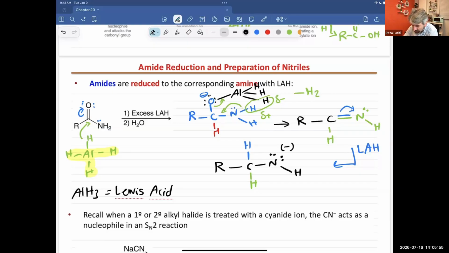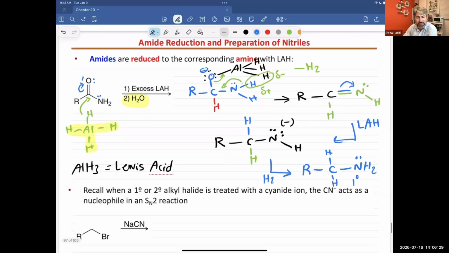And the last step that you want to do is to treat this with an acidic solution. This is the reason that we need to add water or aqueous solution to it, in order to neutralize the negative charge. So next step, I will treat it with water. And that's going to give me R, CH2, and then here I will get NH2 with a lone pair. So that's a primary amine.